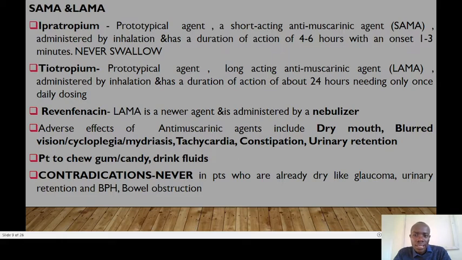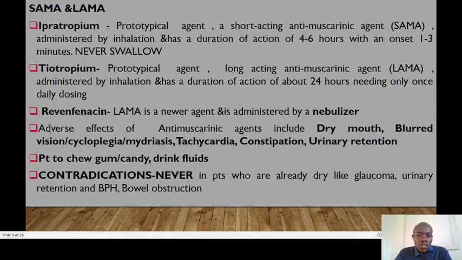Adverse effects of antimuscarinic agents: we have said already, they dry our body. So patients are going to present with dry mouth, no saliva, blurred vision, no tears, guys. Mydriasis, tachycardia, constipation, urinary retention. Those are the side effects of these antimuscarinic drugs. So what are you supposed to tell the patients? Tell the patient to chew gum, chew candy, drink fluids, so as at least to replace those fluids.